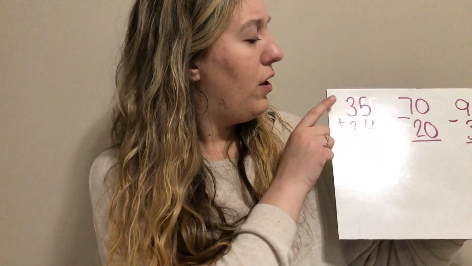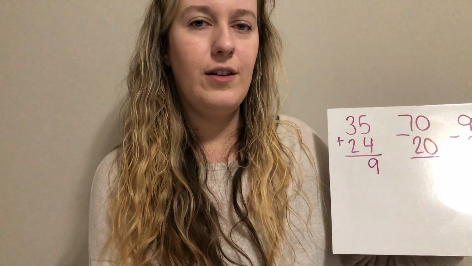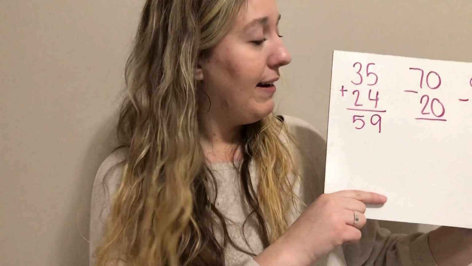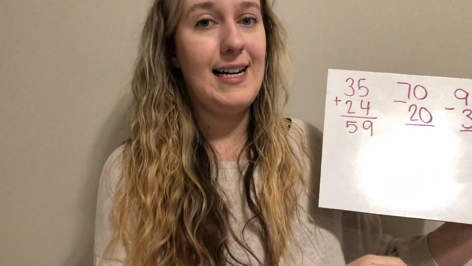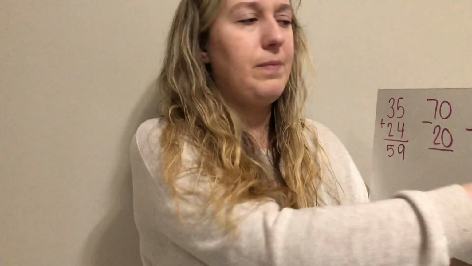Then what is 3 plus 2? 5. So 35 plus 24 equals 59. Good job. Now, let's try it with subtraction.